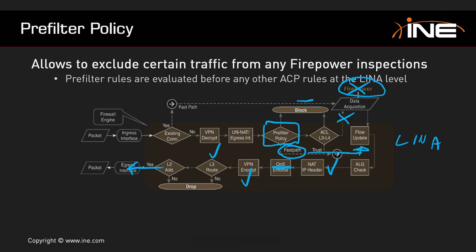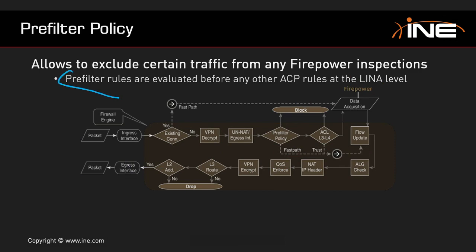Okay, what might be somewhat confusing at this point is that pre-filter rules are actually configured inside of the ACP. This is where you enable the feature. But once the rules are in place, they are pushed down to the LINA engine, and this is what eventually allows for a bypass, for not invoking those special engines that are part of the Firepower processing module.